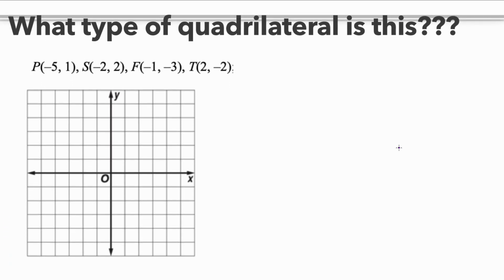So here, pause the video and attempt this on your own to see if you can figure out what type of quadrilateral it is.